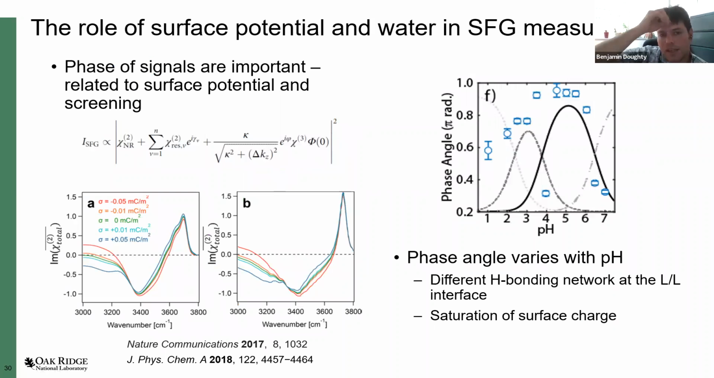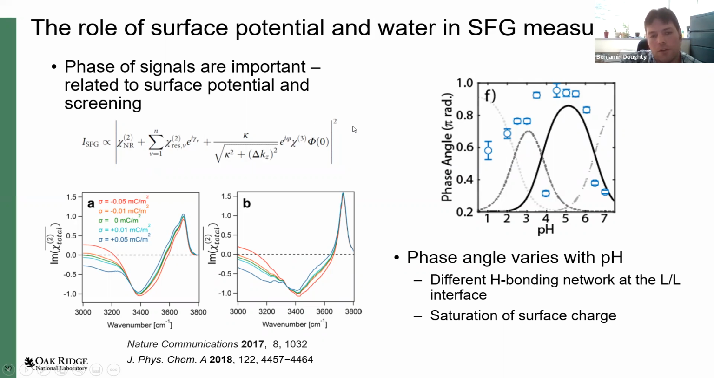What's interesting is the phase of these samples, these signals. So there's this contribution I mentioned earlier about chi3 from charged interfaces. So you have resonant contributions that are due to transitions between real vibrational states. But then you also have this chi3 contribution that arises from the surface potential set up by the charged species at the interface. This phase term mixes this chi3 contribution in, so it heterodynes it into the signal.